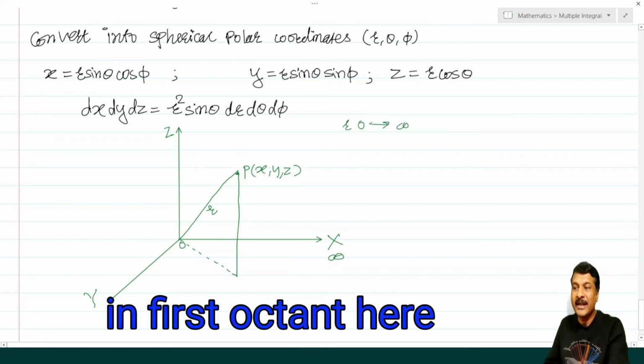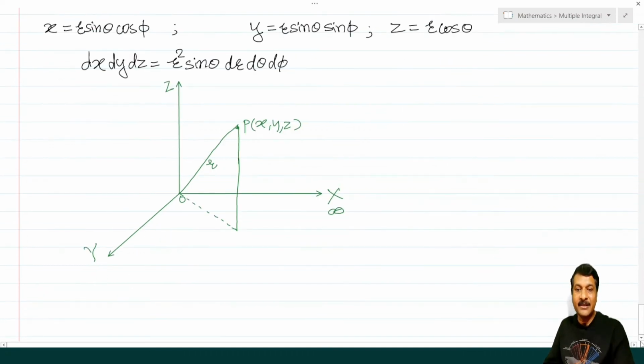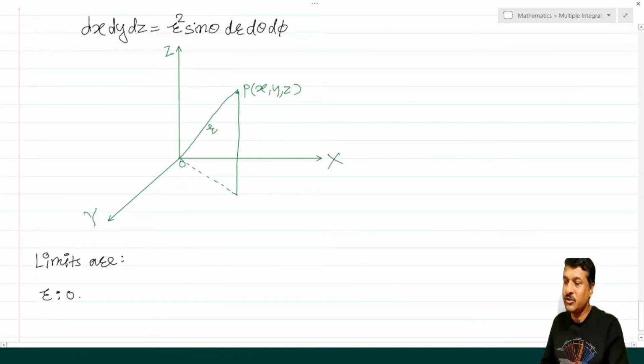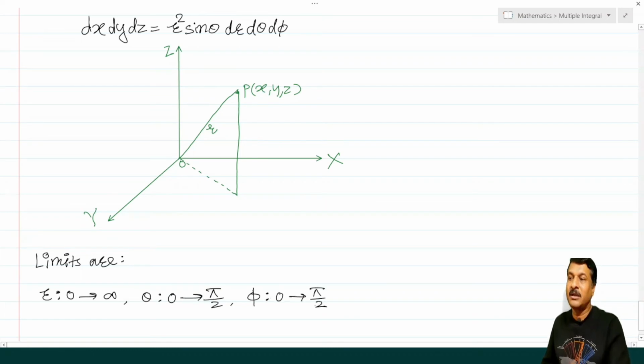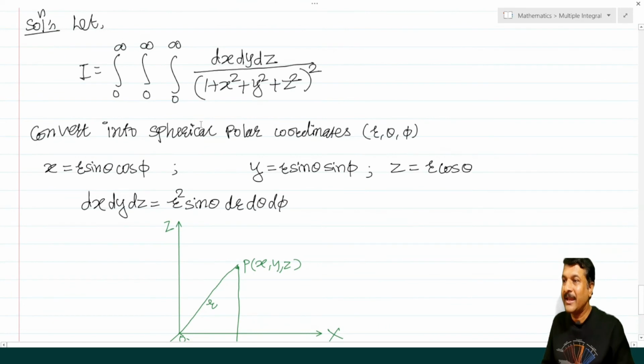What about theta? It is in the first quadrant, and that is why theta with the z axis is only 0 to pi by 2. And what about phi, this angle? It is also only possible from 0 to pi by 2. Therefore I can write the limits: r from 0 to infinity, theta 0 to pi by 2, and phi 0 to pi by 2. And now substitute this in the given integration.